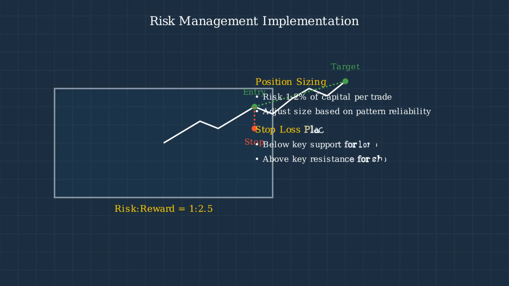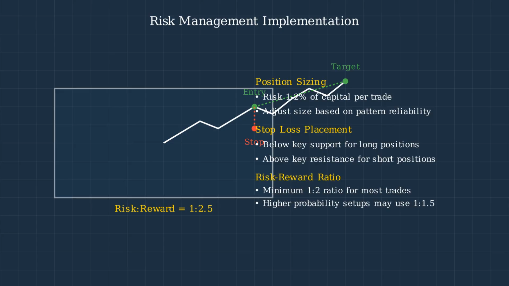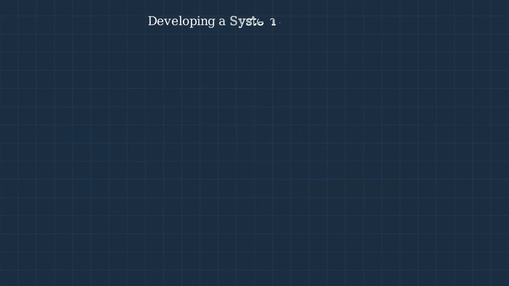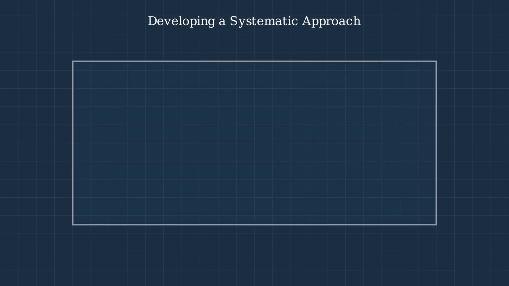Place stop losses at logical price levels below support for long positions or above resistance for shorts. Aim for a minimum risk-reward ratio of 1 to 2, meaning your potential profit should be at least twice your risk. Developing a systematic approach to trading transforms pattern recognition from art to science.